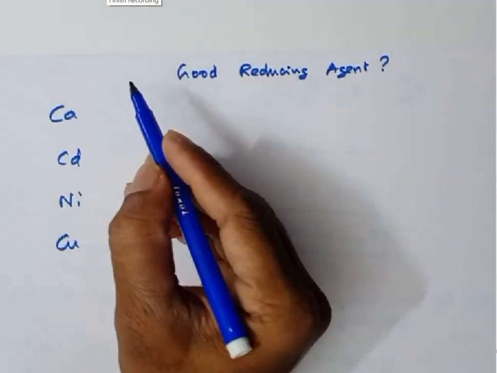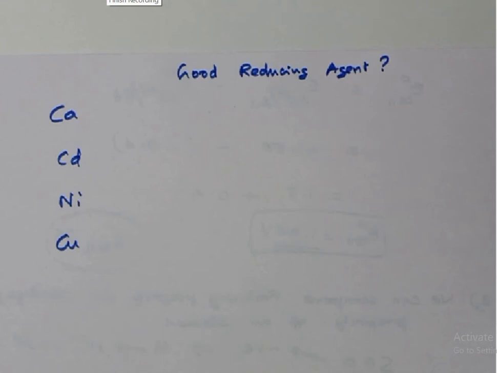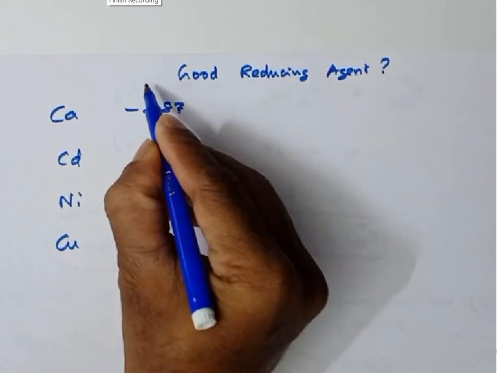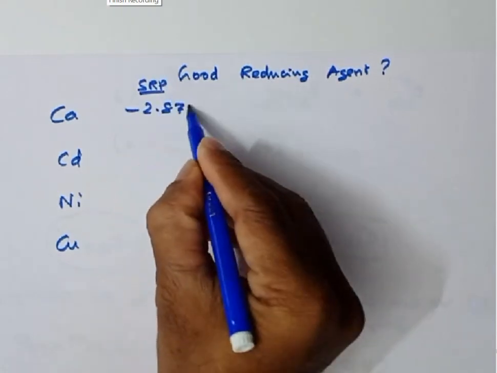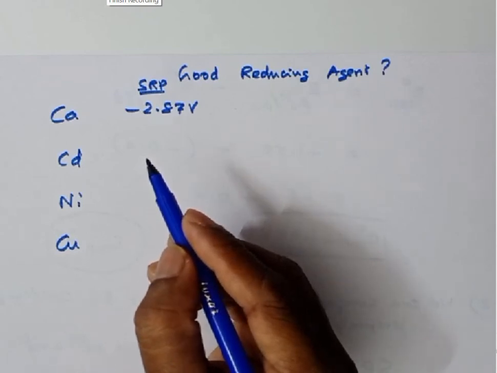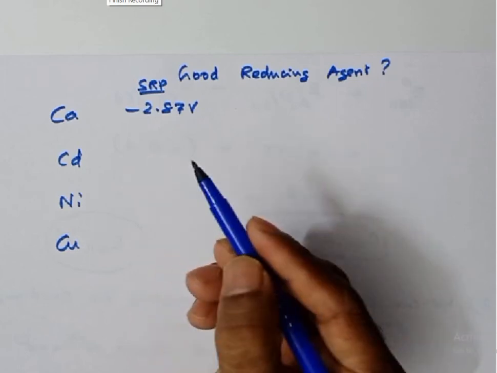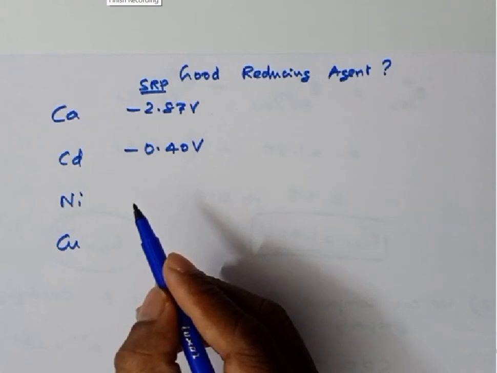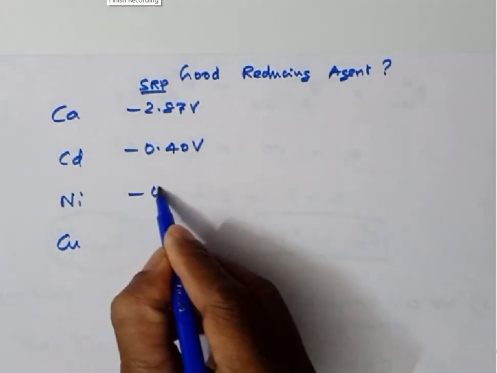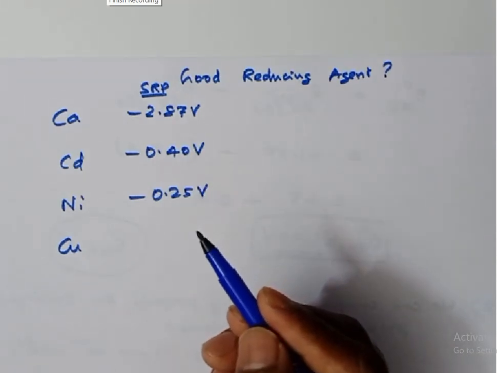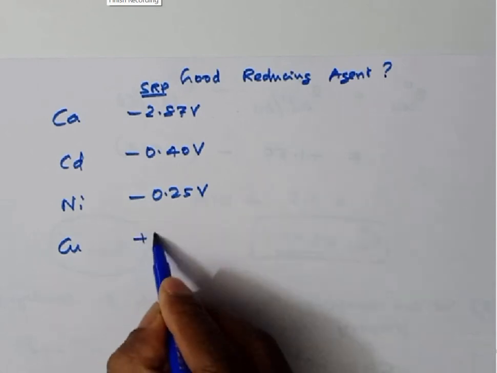Now I'll give the SRP values for these metals. Standard reduction potential values are available. For calcium, the value is minus 2.87 volt. For cadmium, it is minus 0.440 volt. For nickel, the value is minus 0.25 volt, and for copper it is plus 0.34 volt.